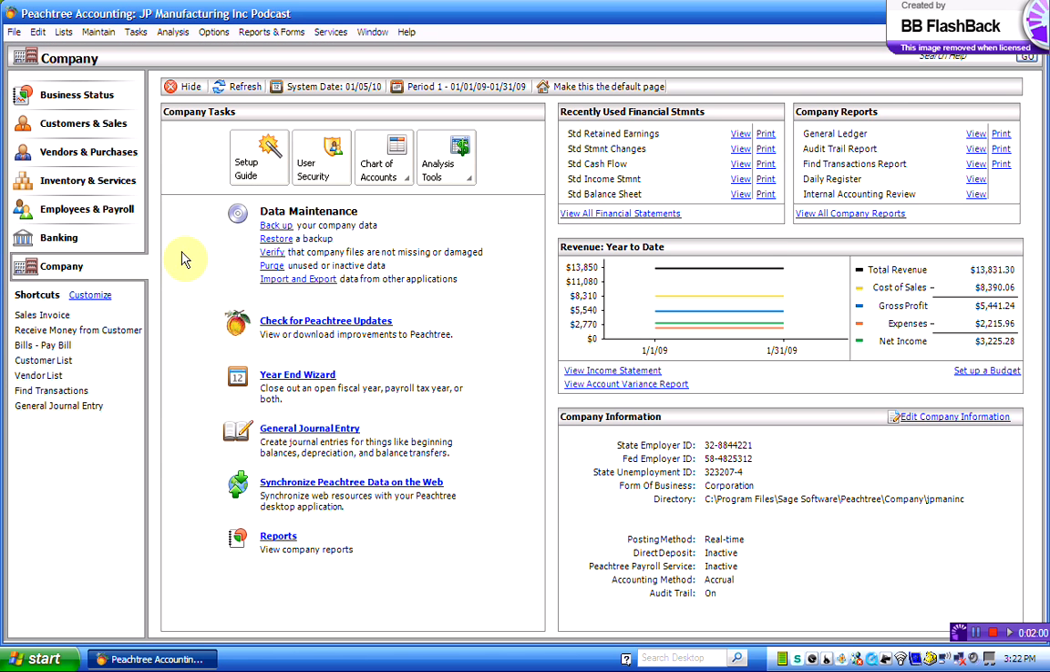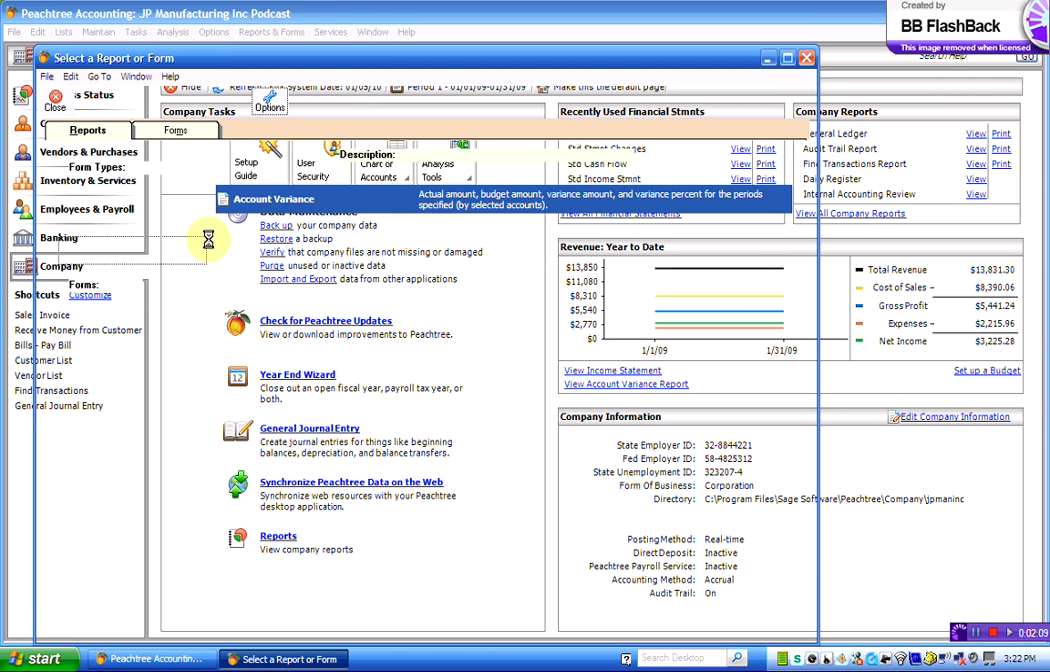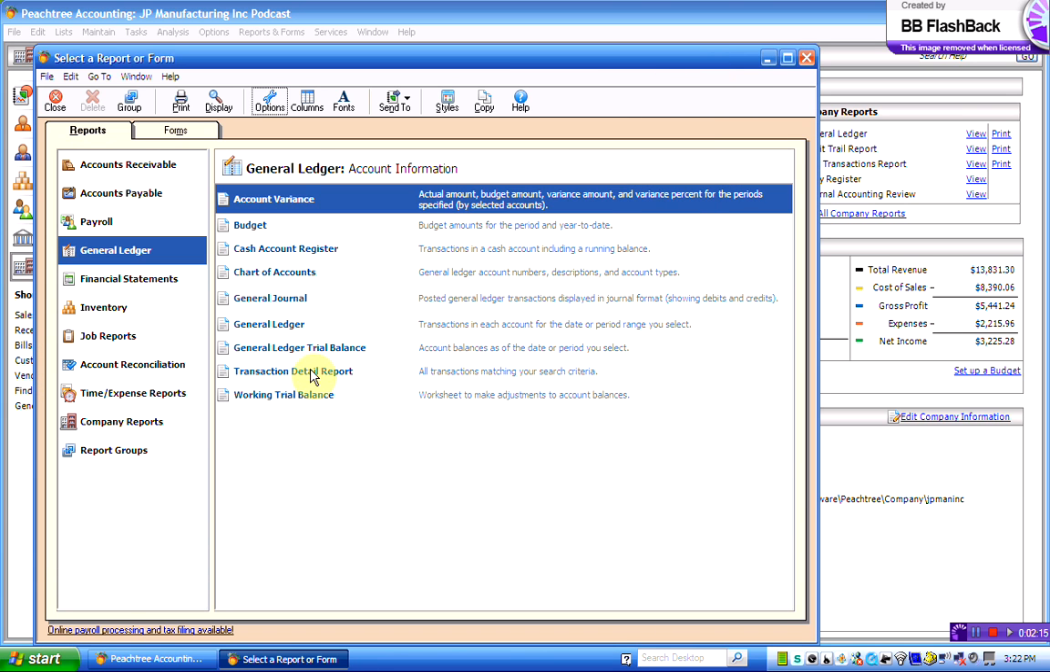Close. Now, how do I know that it's been done? Well, there's a very easy way to do that. We look at reports and forms, and we go to the general ledger forms. That was one click too many there.